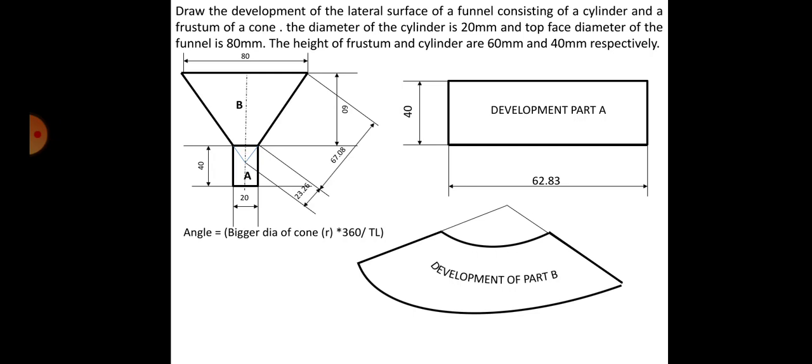Okay, so that will complete another problem on development. We have done one problem on the parallel line method, the next problem on the radial line method, and then a combination of two different components, that is one cylinder and one cone. That is the third one. So 3 problems we have completed right now.